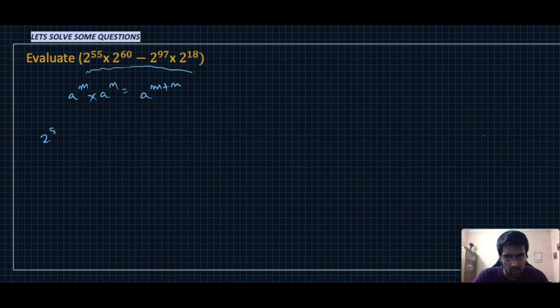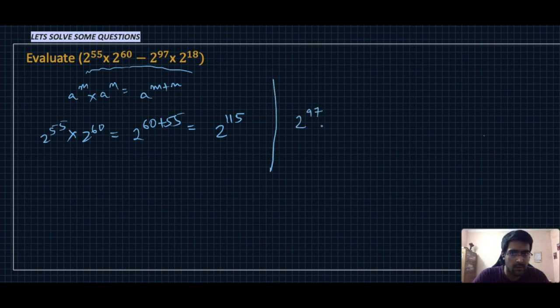So the first one, 2 to the power of 55 into 2 to the power of 60 is equal to 2 to the power of 60 plus 55, which is equal to 2 to the power of 115, right? And 2 to the power of 97 into 2 to the power of 18 is equal to, using the same identity, 97 plus 18, which is also 115. Now this is equation number 1.